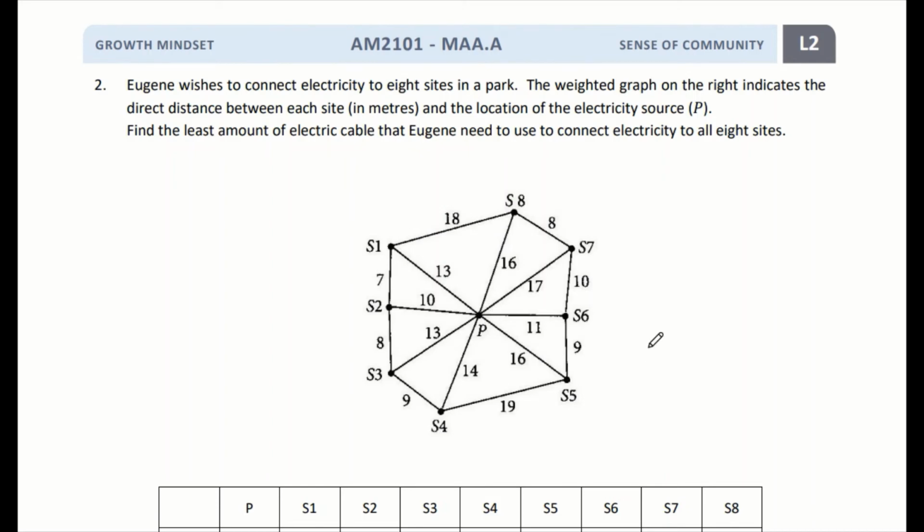But no worries about that, because remember that when we talk about a minimum spanning tree, you will stop only when you connect to every vertex in the graph. So it doesn't matter whether you start from the source or not, but at the end of the day, you will have at least one site that connects to the main electricity source. As long as you have P involved, and in a spanning tree you must include every vertex, so as long as you include the electricity source even once, you can connect the electricity to all 8 sites as well.